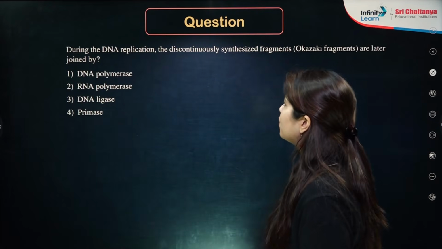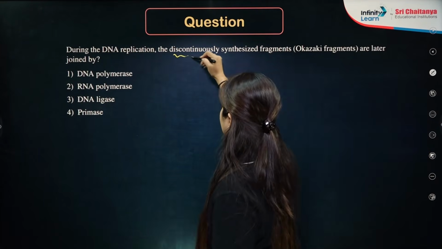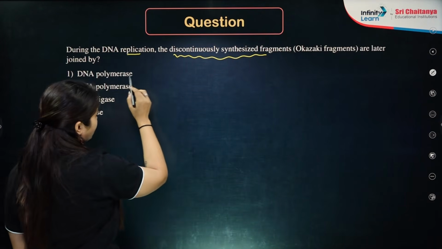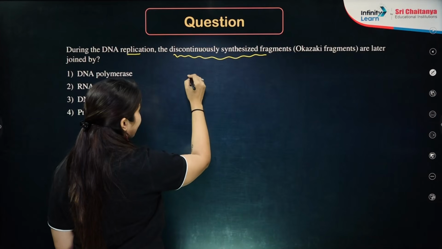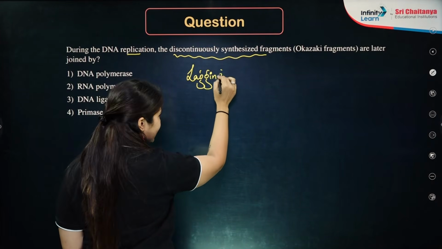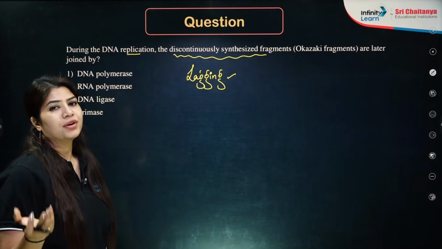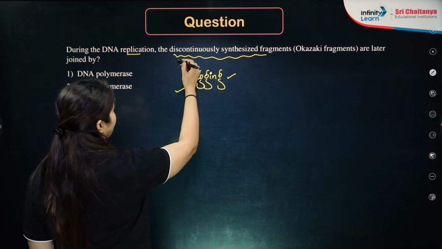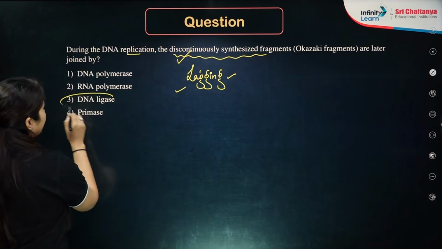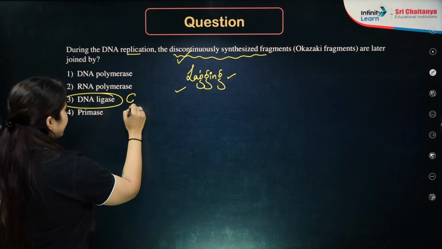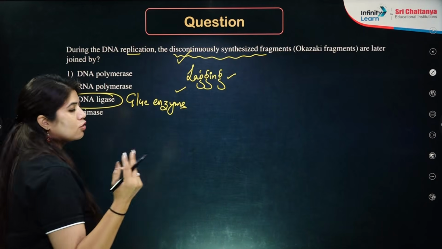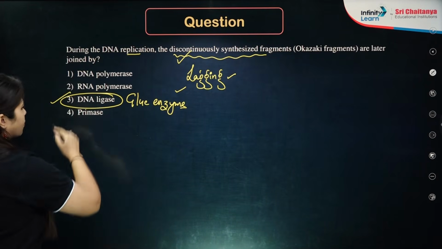Next question is, during DNA replication, the discontinuously synthesized fragments are later joined by. So in the DNA replication process, on the two strands, on the lagging strand specifically, the synthesis will be discontinuous. On the leading strand, synthesis is going to be continuous. So on the lagging strand, discontinuous synthesis is going to happen, and later on those fragments will be joined with the help of DNA ligase. It is a glue-like enzyme which is going to help in joining of those fragments. Answer is option number 3.